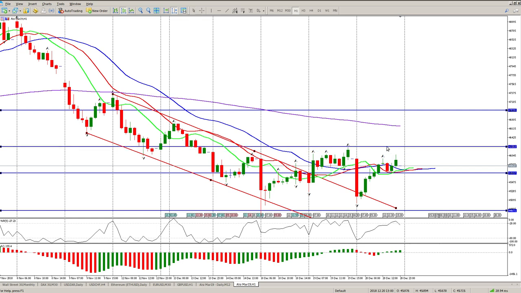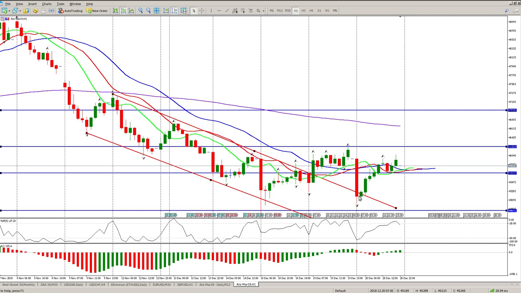We could pretty much break this fractional level here and head up to the 200. That would be a first resistance level. So that will be somewhere around 46,700. So obviously this is going to still move down a bit more.